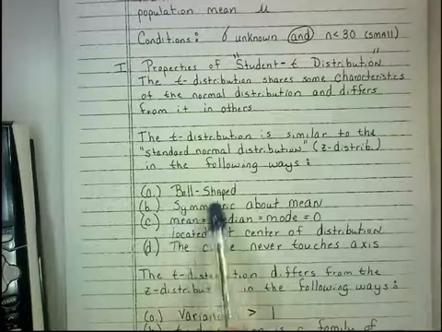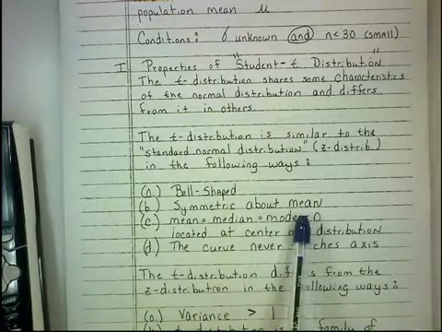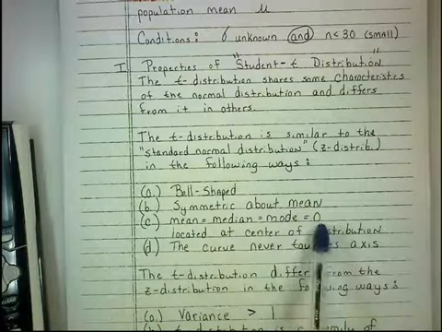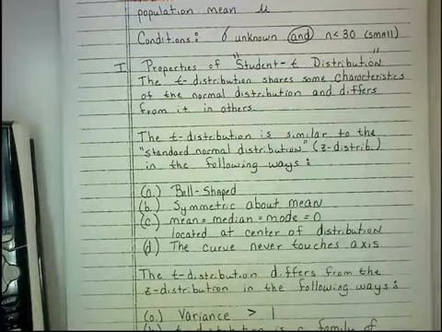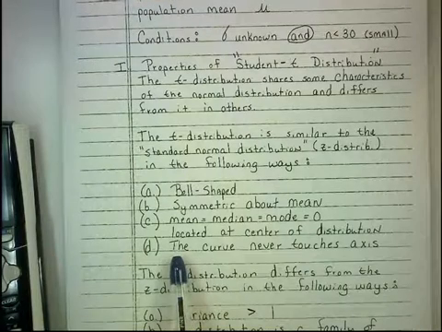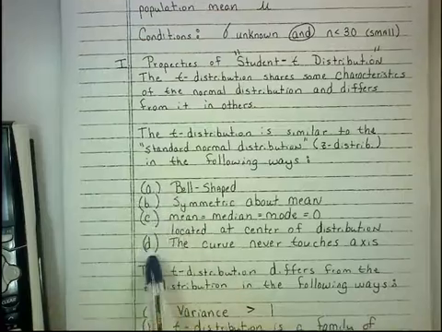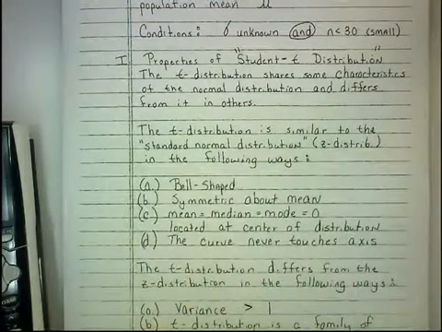They are both bell-shaped. They are both symmetrical about the mean. For both of them, the mean equals the median equals the mode, and they equal 0. They are located at the center of the distribution. And for both the z-axis and the t-axis, the curve never touches the axis. Those are the four they have in common, the standard normal in z and the student t-distribution.